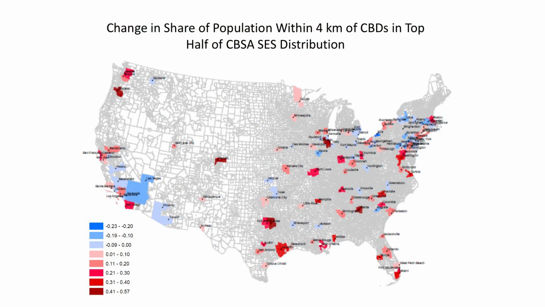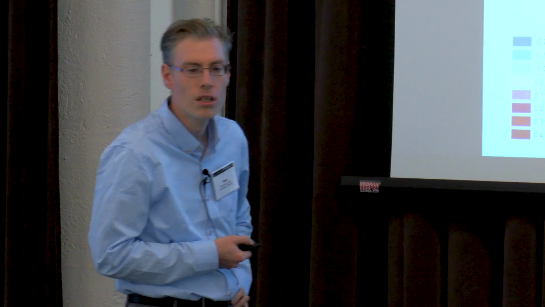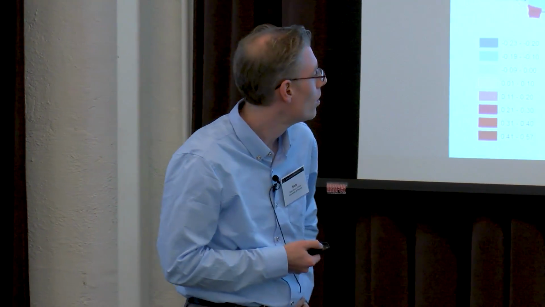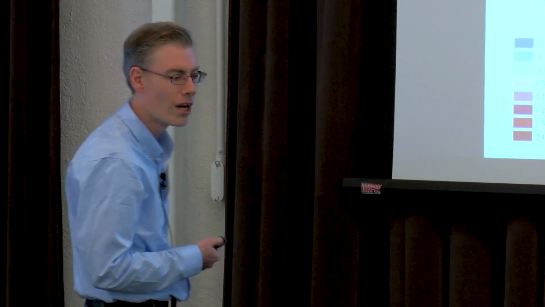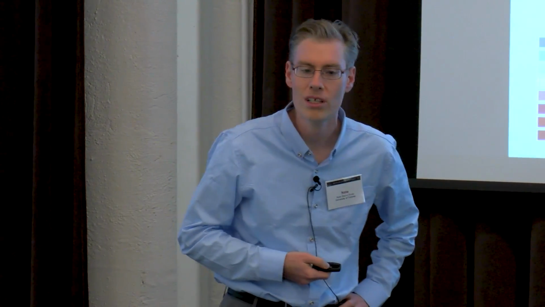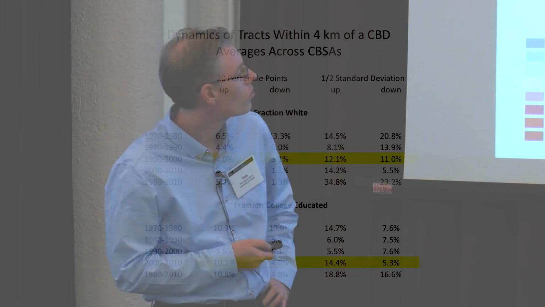And these are the changes. And so this is really what we're trying to ultimately understand, that you have these big increases in the fraction of the population living within 4 kilometers of CBDs that live in a relatively prosperous census tract between 1980 and 2010. And it's pretty widespread around the country.